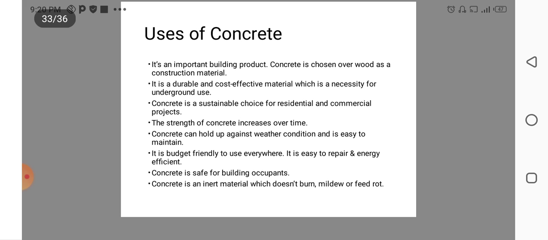Uses of concrete. We all know that in each element of the construction stages, concrete is used. It is an important building product. Concrete is chosen over wood as a construction material. It is a durable and cost effective material, which is necessary for underground uses. Concrete is a sustainable choice for residential and commercial projects. Strength of concrete increases over time.